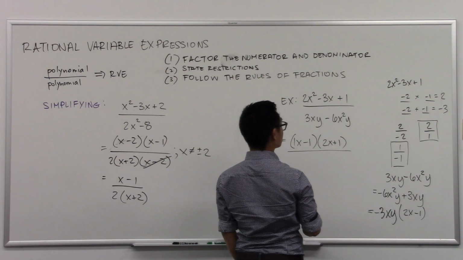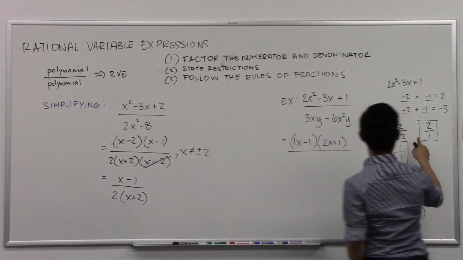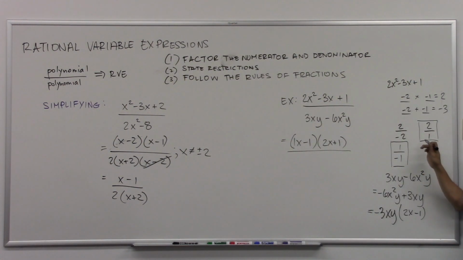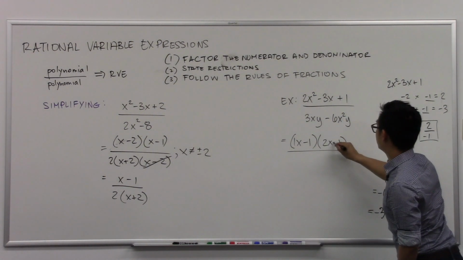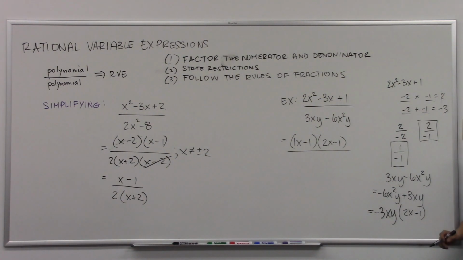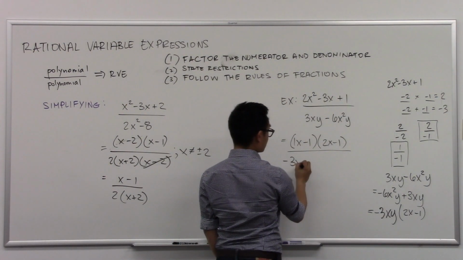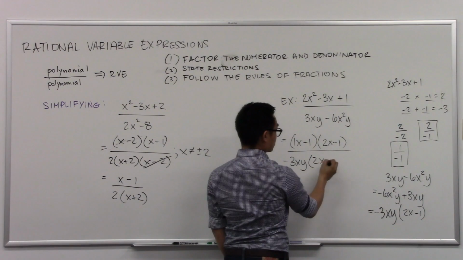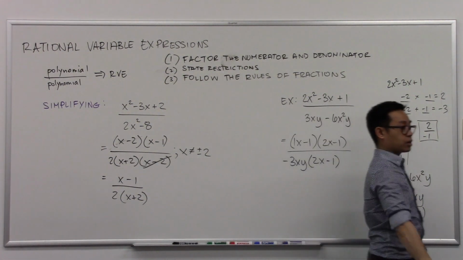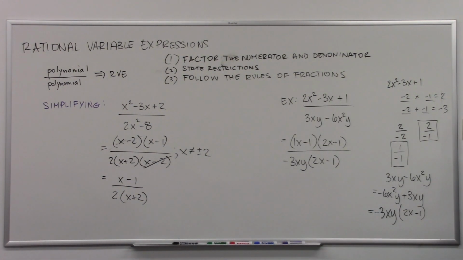Shoot. What happened here? This should have been a -1. My numbers were -2 and -1. Right? So that means that this should have been 2x minus 1. Sorry, guys. So now when I write this in, I get -3xy, 2x minus 1. I copied the number wrong here. Okay?